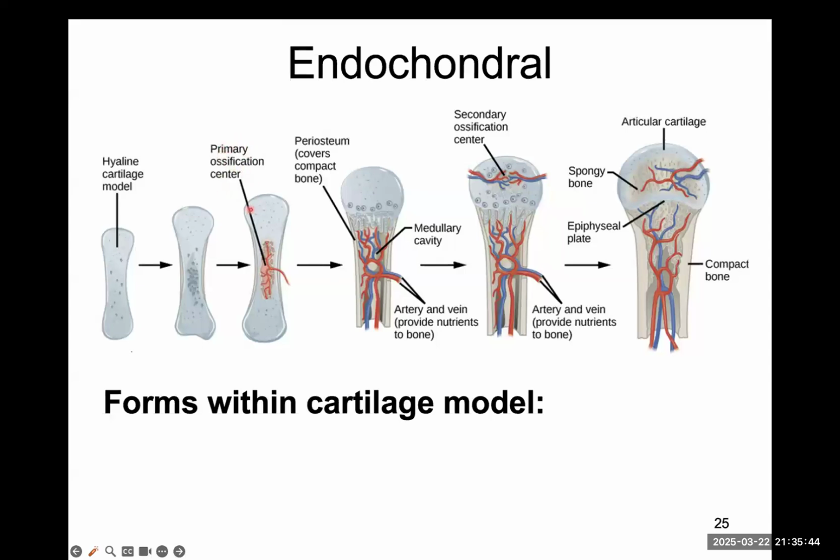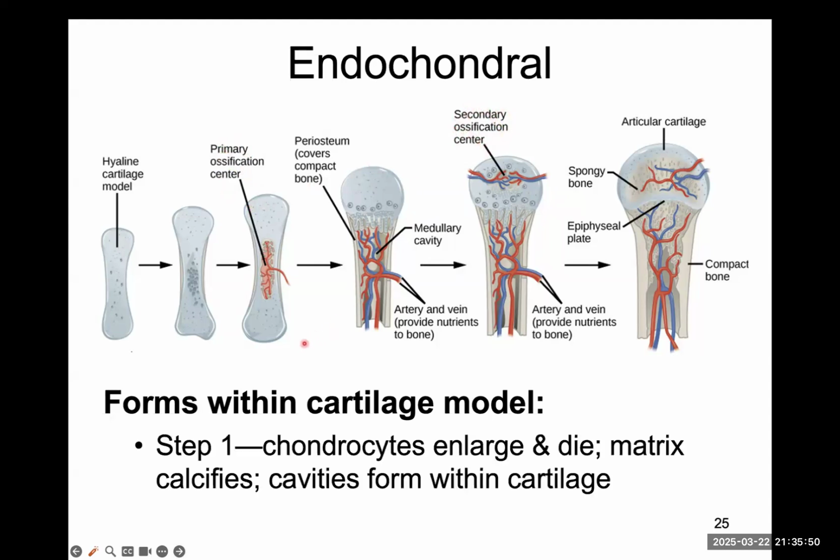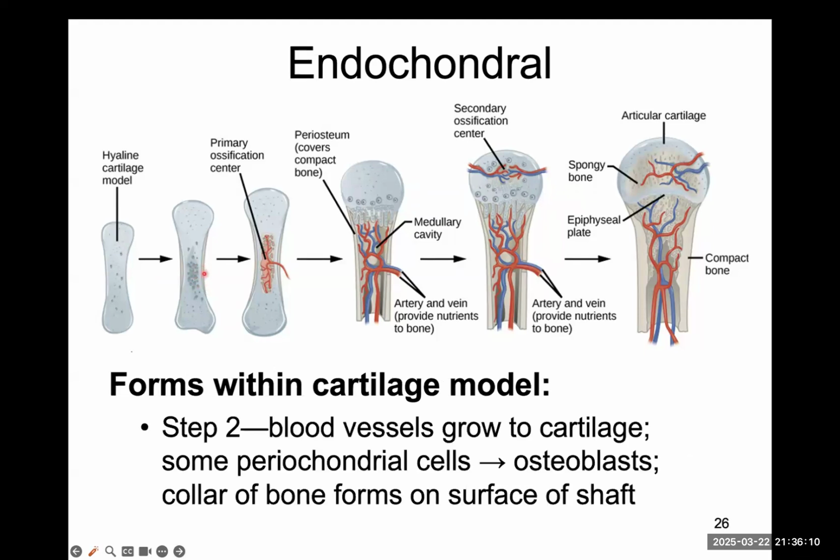This is called the primary ossification center. We're going to notice you also have a secondary ossification center. So step one is the chondrocytes enlarge and they die, and the matrix calcifies, and then there are cavities forming within the cartilage. And then blood vessels start to grow into the cartilage, and you can see there are blood vessels going there, and then osteoblasts form bone at the surface of the shaft, which is the diaphysis.